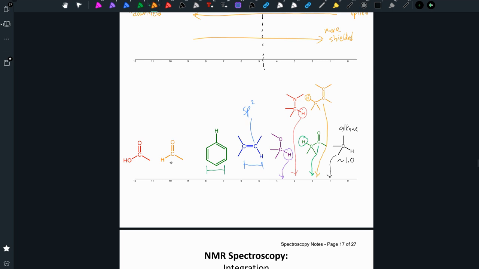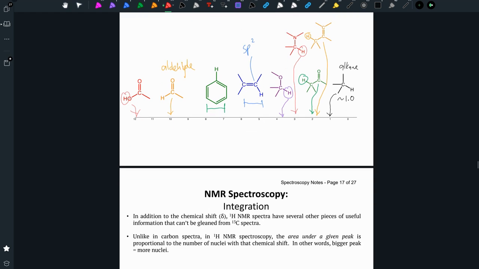An aldehyde hydrogen that's on a carbon double bonded to an oxygen has the de-shielding of the oxygen plus its sp2. Usually those show up around 10. Carboxylic acid hydrogens usually show up somewhere around 12, so way down to the left. So you see this general idea: more electronegative pushes it to the left, sp2 hybridization also pushes it to the left, and some of these numbers are just worth knowing, or keep this reference chart handy for when you're interpreting NMR spectra.